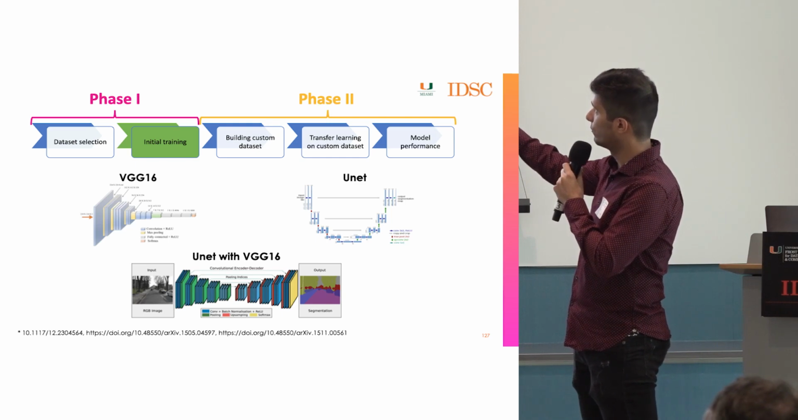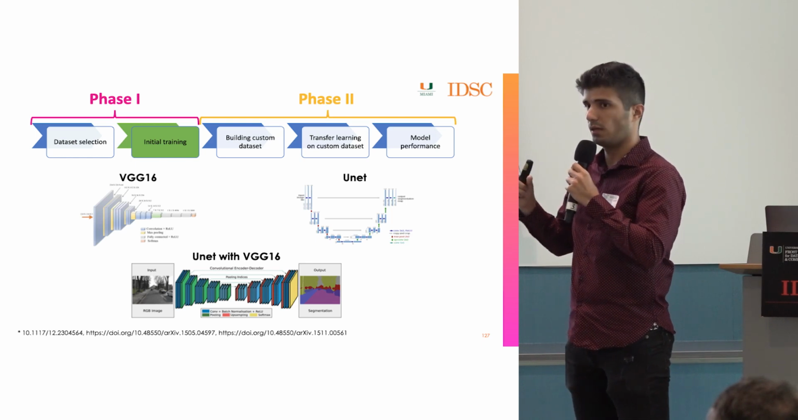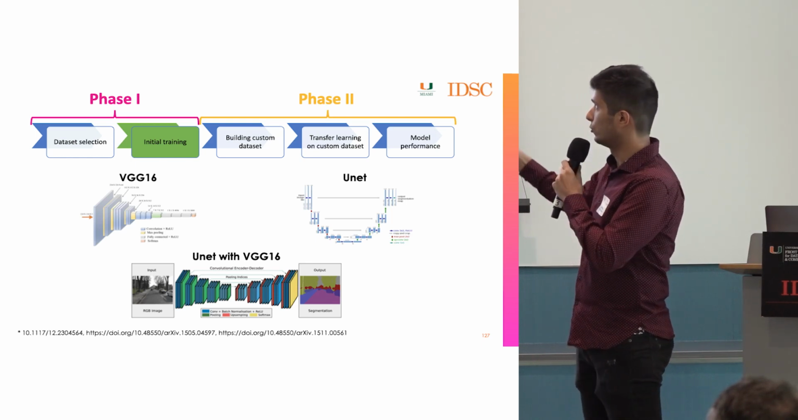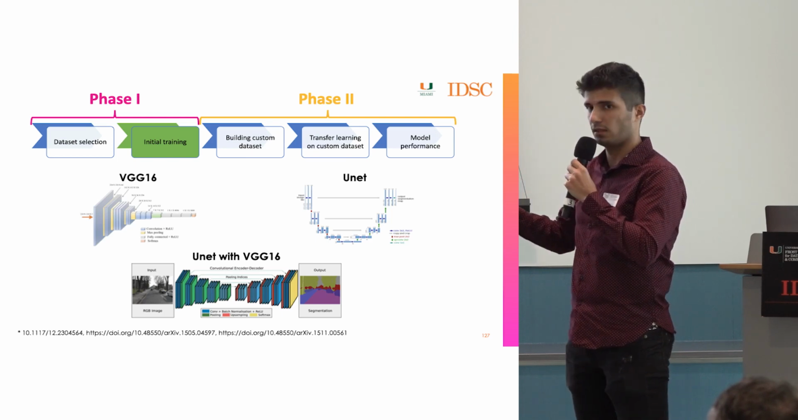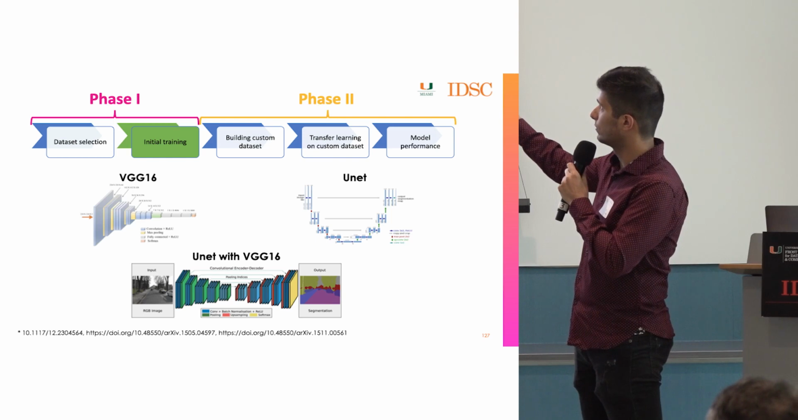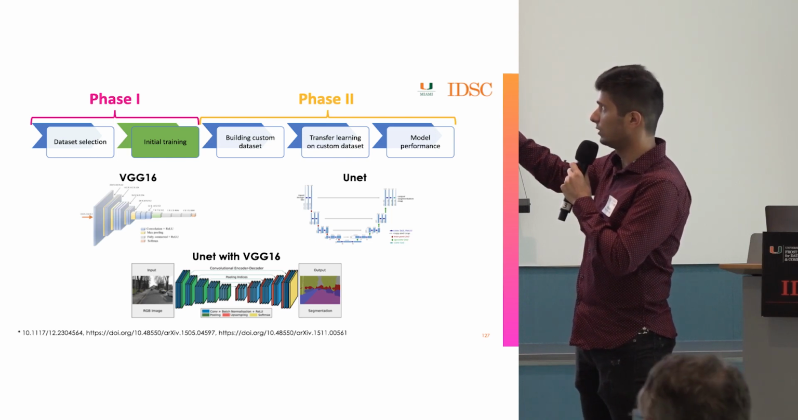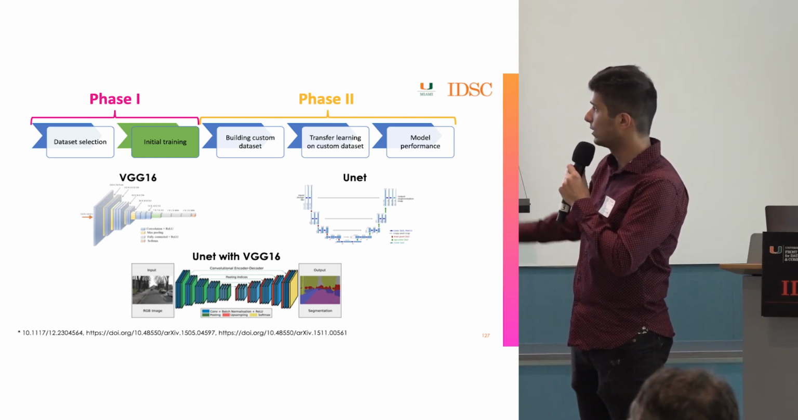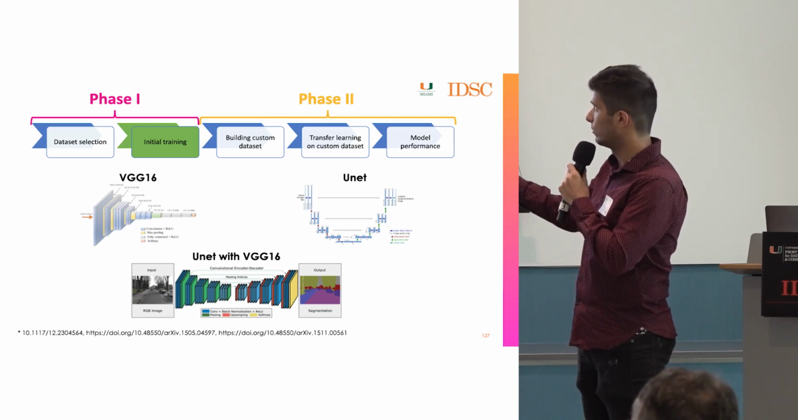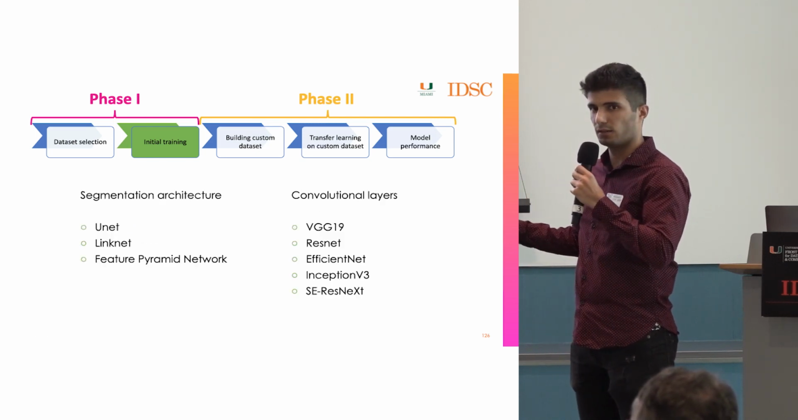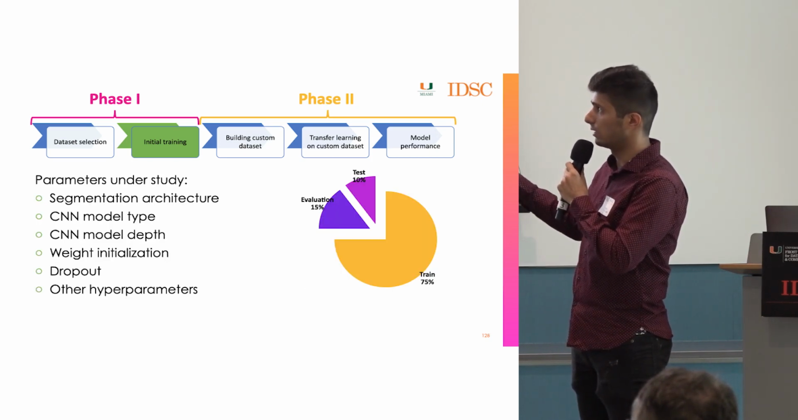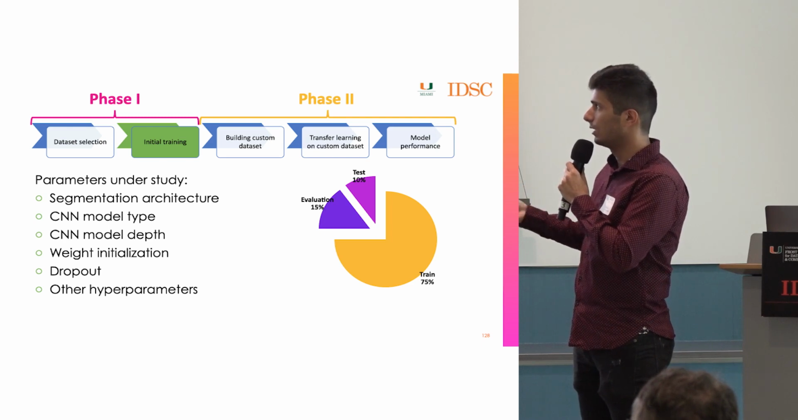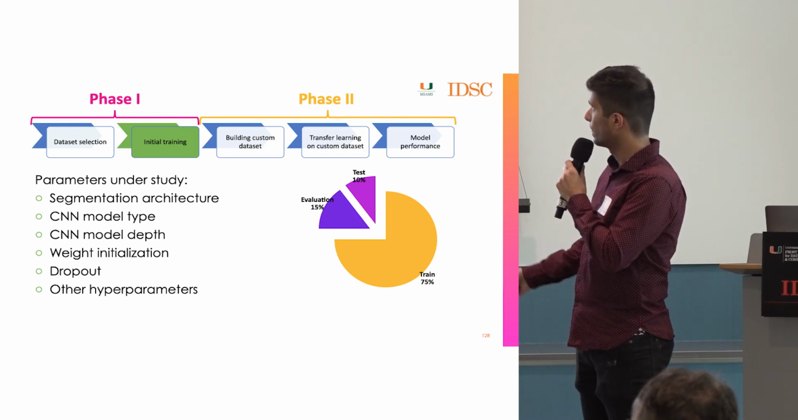For example, with UNet, you take the image, you break it down to the most important object, and then you reconstruct the map. What VGG16 does here is it extracts the information that you want. So as an example, UNet with VGG16 will look something like this. Of course, we played with a lot of different architectures. You see, we also looked at different CNN models, segmentation architectures, initialization, depth, and so on.